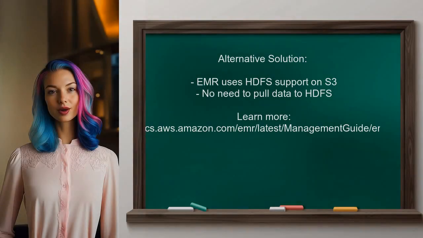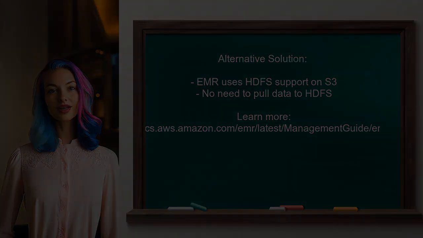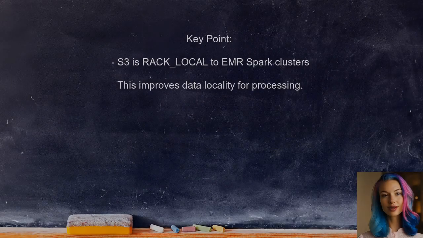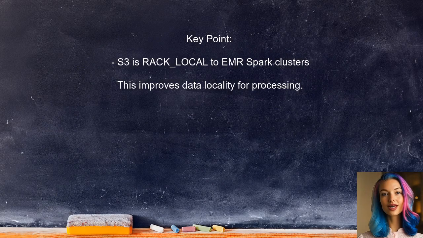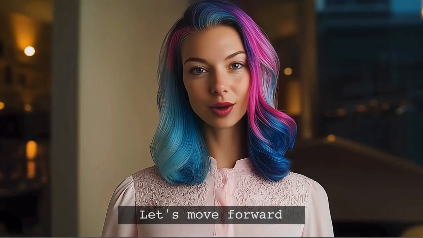An alternative approach shared by another user highlights that EMR does not actually pull data from S3 to HDFS. Instead, it utilizes its own implementation of HDFS support directly on S3, allowing you to operate as if you are using HDFS. Additionally, this user points out that S3 is considered rack local to EMR Spark clusters, which helps address concerns about data locality. Let's move forward and look at another answer.